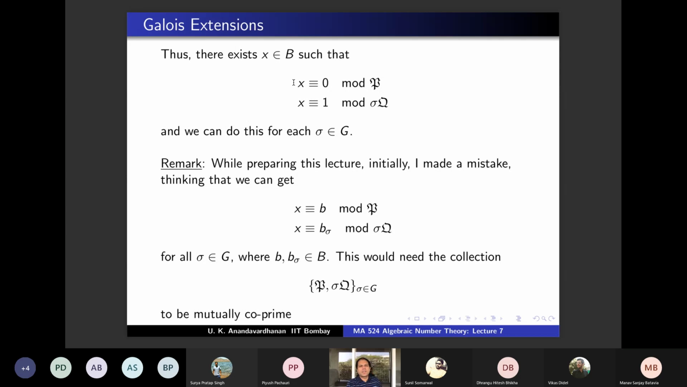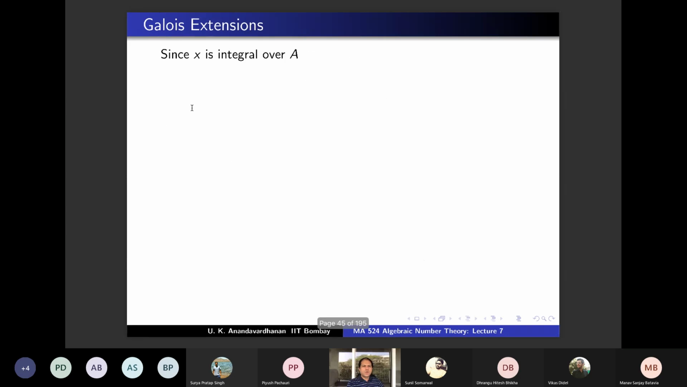Anyway, this is all unnecessary because I am applying only to these two, and it's the same one that I am taking for each sigma. So there's no problem. So by Chinese remainder theorem, you get this. We can do this for each sigma. So x is in P and x minus 1 is in sigma q for all sigma. Okay, so x is integral over A, that is given to you.